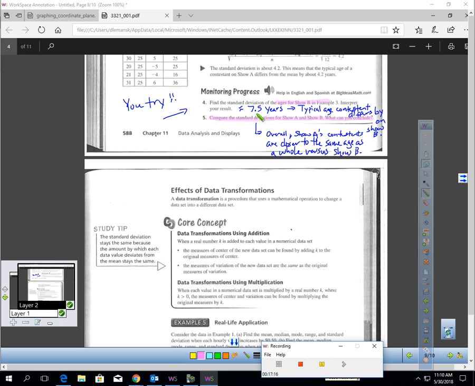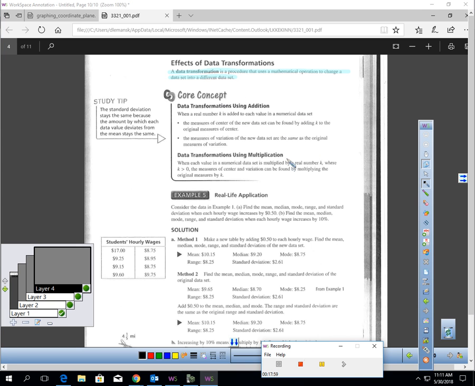And I'm back. When I did show B, I found out that the standard deviation was about 7.5 years. So the typical age of contestants in show B is definitely greater than show A, okay? Show B differs by about 7.5 years from the average. And then compare the standard deviations for both shows. What can you conclude? Overall, show A's contestants, remember show A had a standard deviation of 4.2, show A's contestants are closer to the same age as a whole versus show B. Show B, the ages were much more spread.